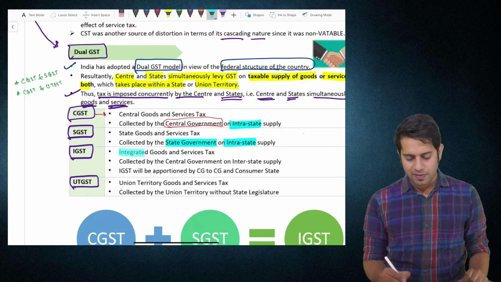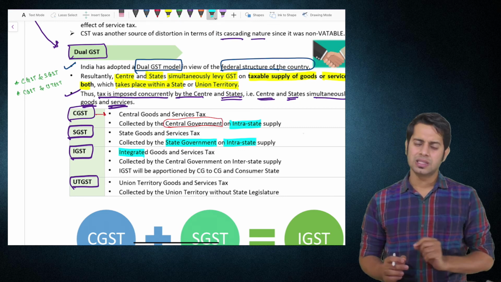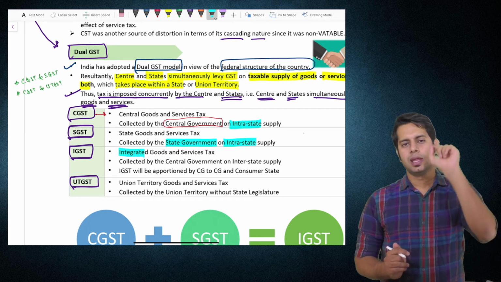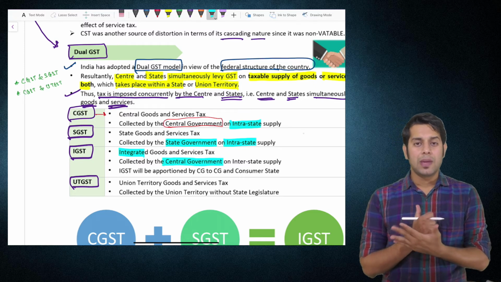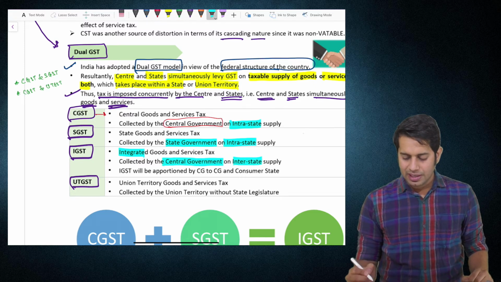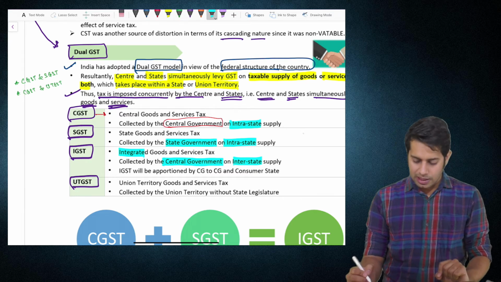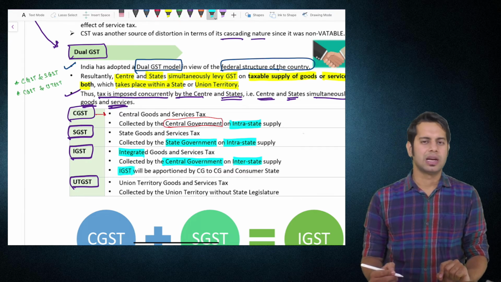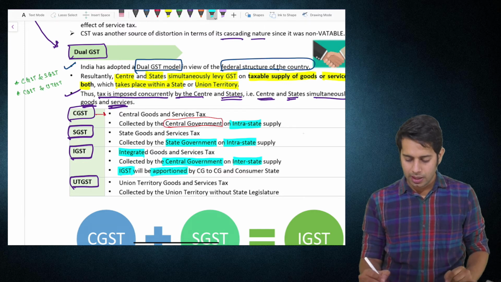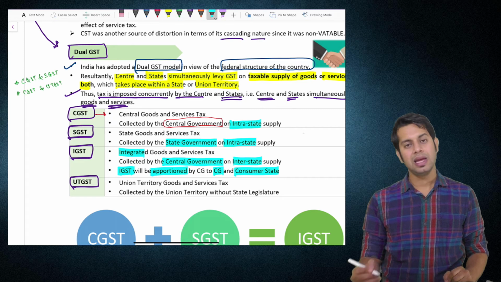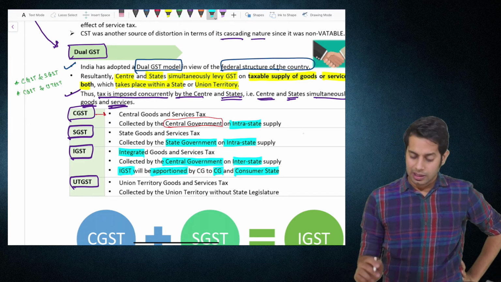Then we have IGST, which is called Integrated Goods and Services Tax. Who is collecting this IGST? The central government is going to collect this IGST on interstate supply, and whatever IGST is collected by the central government will be apportioned by the central government to the central government and the consumer state.